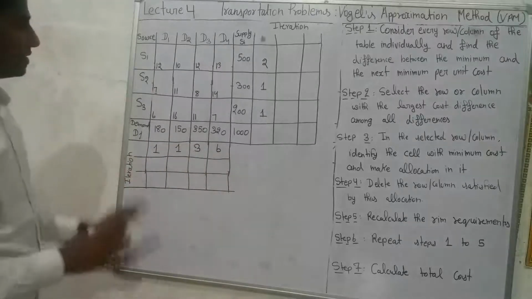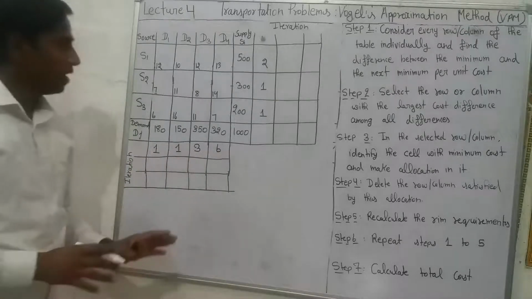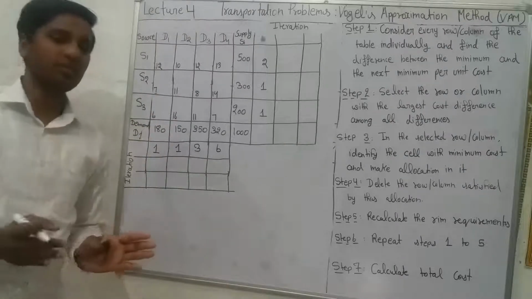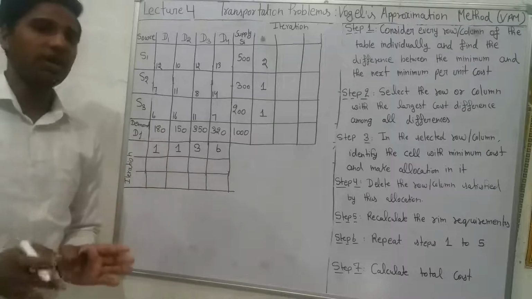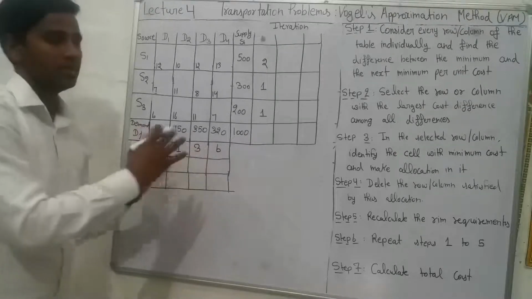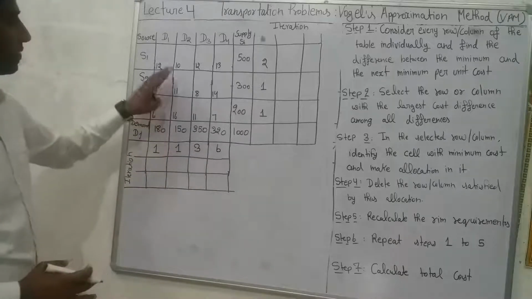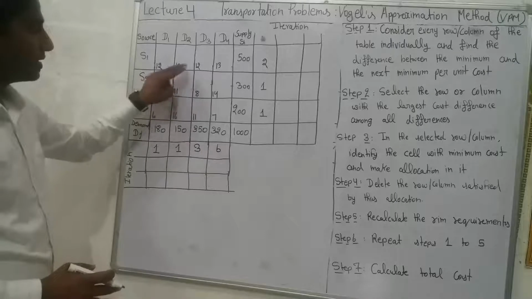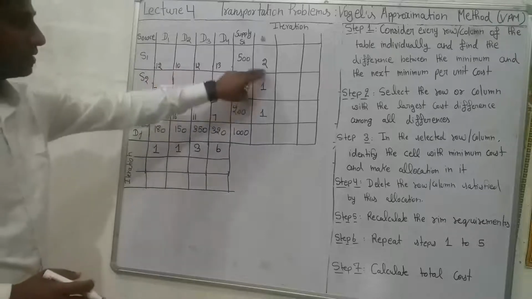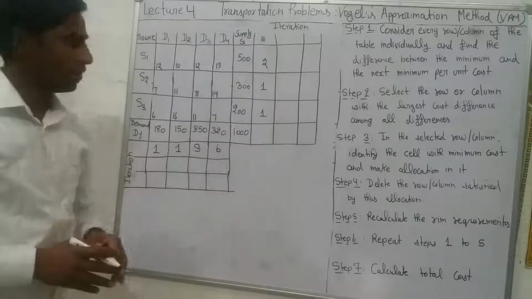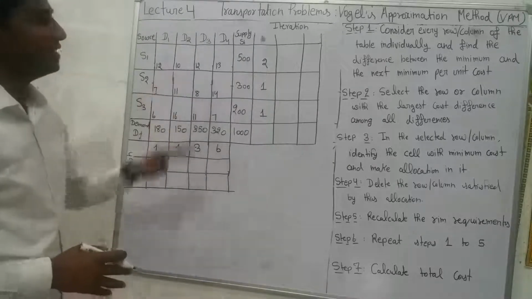So in the first step, we select the minimum cost and the next minimum cost in each row and column individually, and then we calculate the cost difference. Like for the first row, I am repeating, the minimum cost is 10 and the next minimum is 12. So the difference is 2. You can put a question here: why are we taking the difference of these two costs?